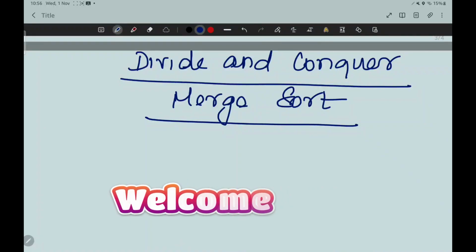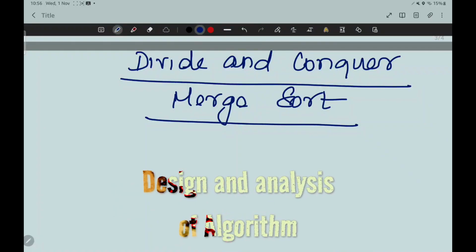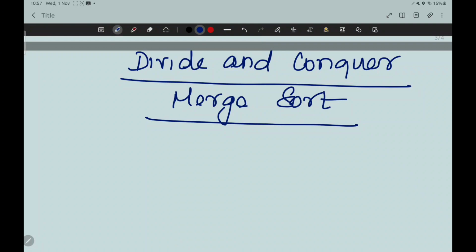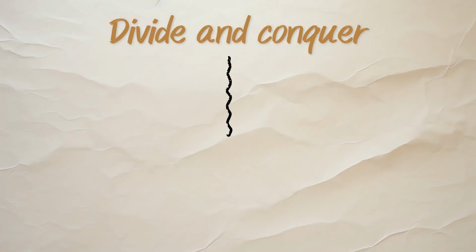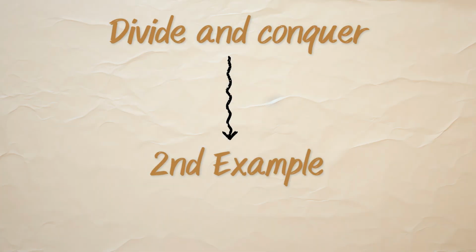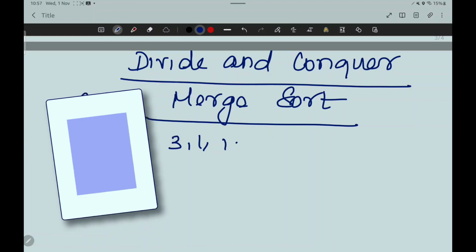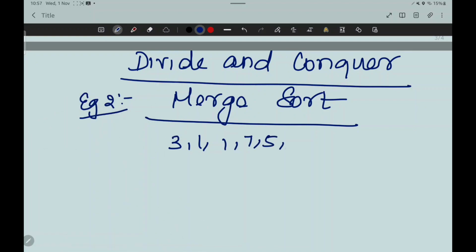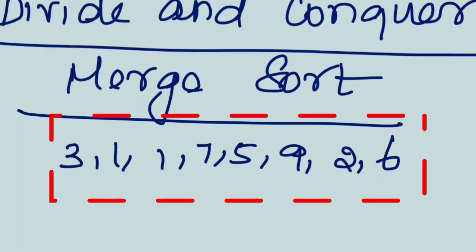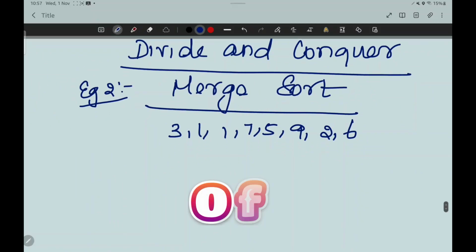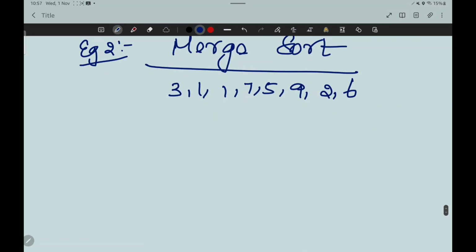Hi everyone. So welcome back to the design and analysis of algorithm. So today we are going to see one of the sorting, merge sort. So we have so many sorting under the divide and conquer. This is the second example, merge sort. So consider a list of element 3, 1, 11, 7, 5, 9, 2, 6. This is an unsorted list of elements. So we are going to sort this unsorted list using the merge sort.